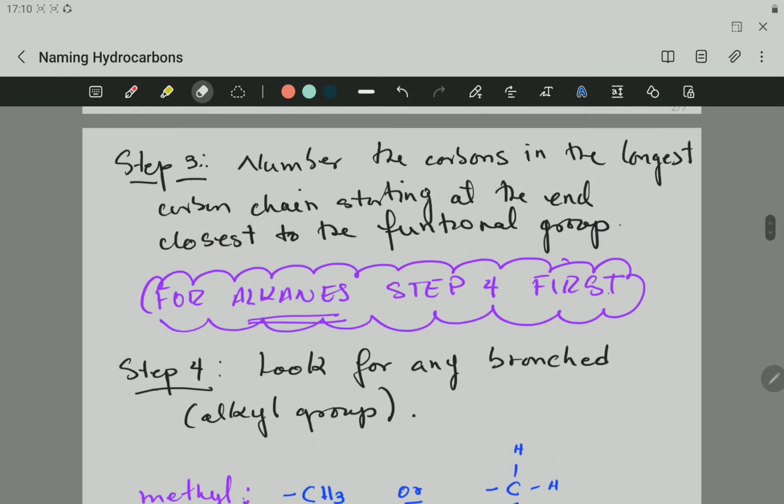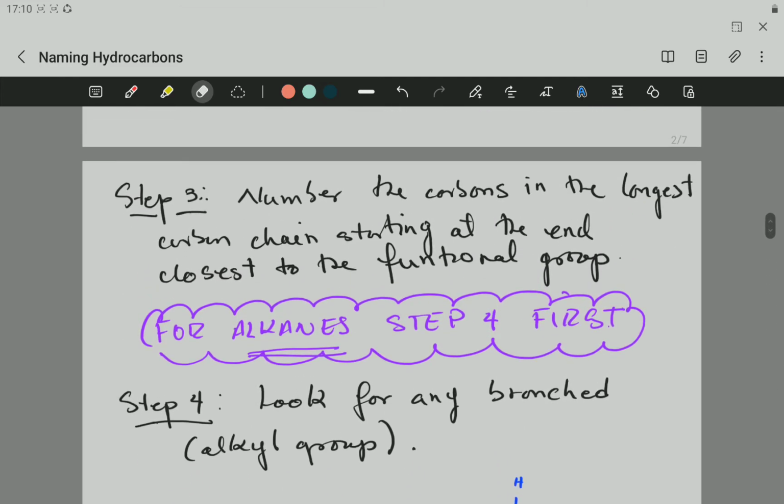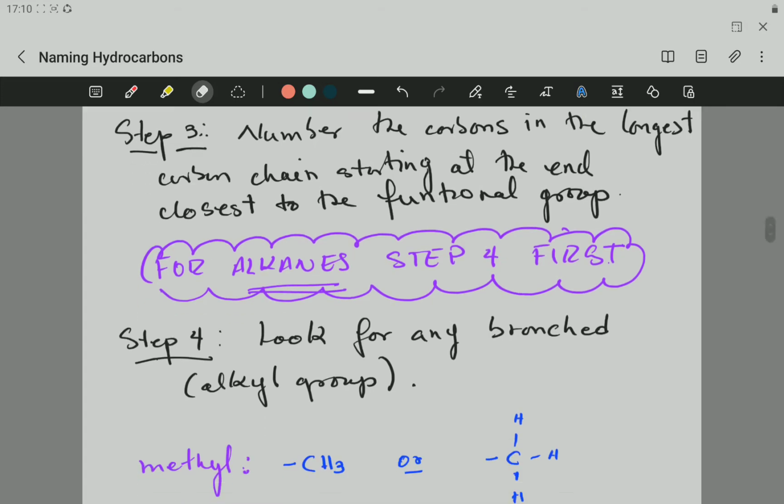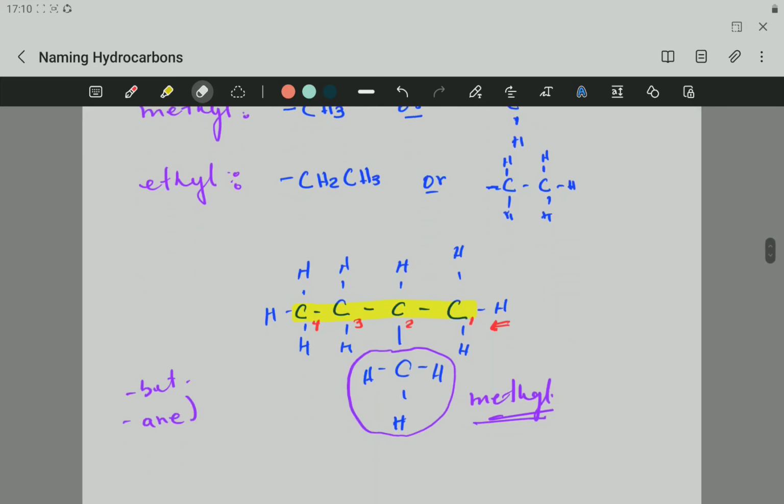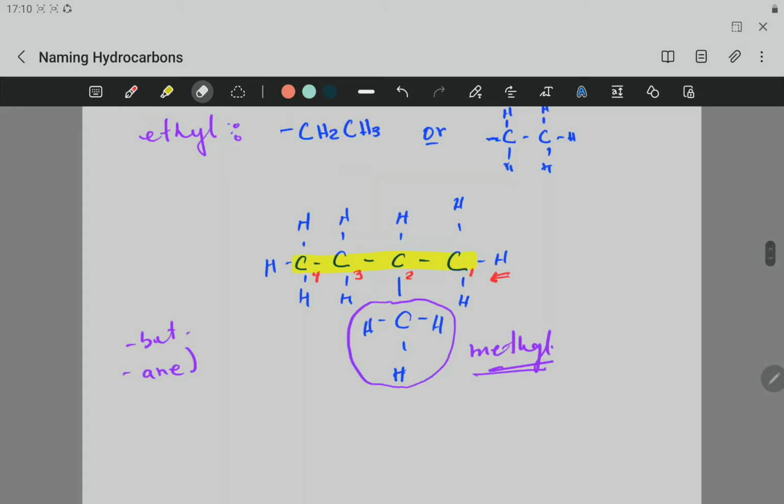So what does the step say here? Number the carbon in the longest carbon chain starting at the end close to the functional group, but for the alkanes, we're going to look for the branches, okay? So now we did count the carbon. Let's go to the next step.